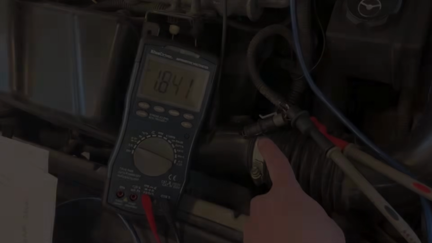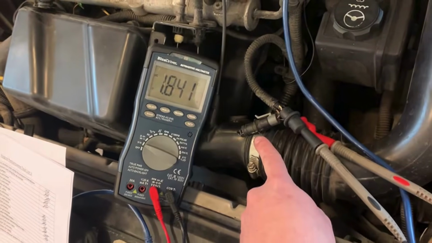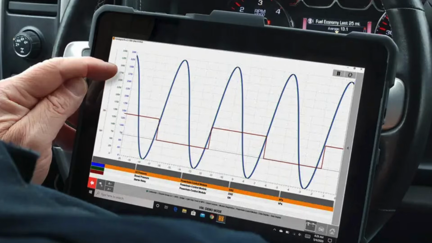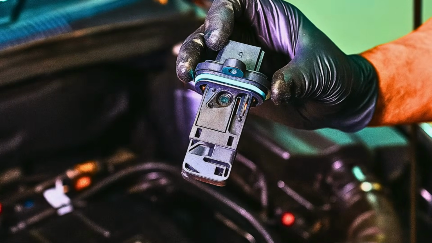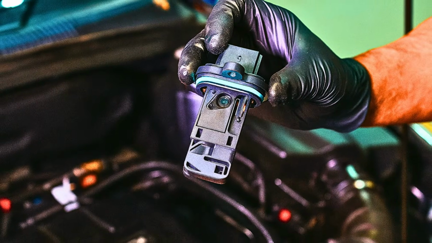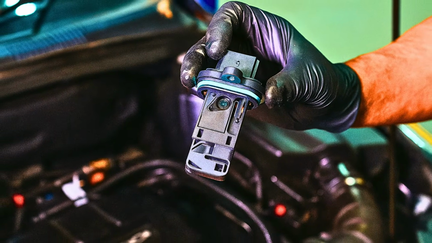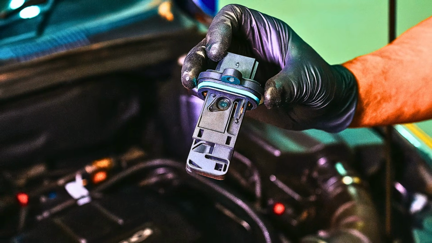If cleaning the IAT sensor doesn't solve the issue, the next step is to test the sensor itself. This can be done using a digital multimeter or by viewing live intake air temperature data with an OBD2 scan tool. The sensor reading should be compared to the manufacturer's specifications. If the values are incorrect, unstable, or completely out of range, the sensor has failed and needs to be replaced. When replacement is necessary, it's best to use a high-quality OEM or OEM equivalent IAT sensor.